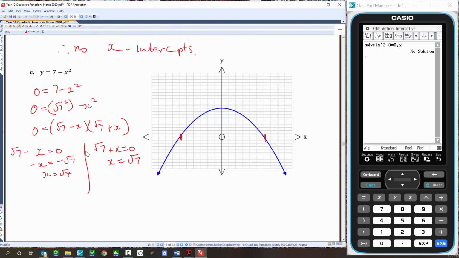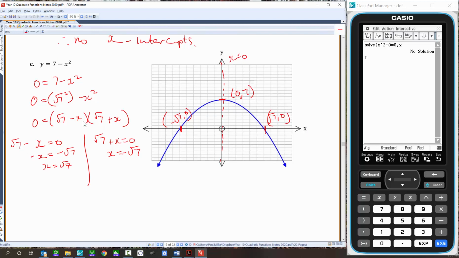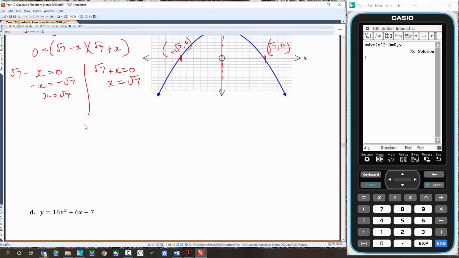So it doesn't always have to be perfectly lovely integers. Your x-intercepts can be something rather ugly or irrational. Okay, so this is root 7 comma 0. This is negative root 7 comma 0. Okay, what's our y-intercept? It occurs when x is equal to 0. 0 squared is 0. The y-intercept is 7. When x is 0, y is 7. Axis of symmetry, once again, down the y-axis. Okay, a few more to go.